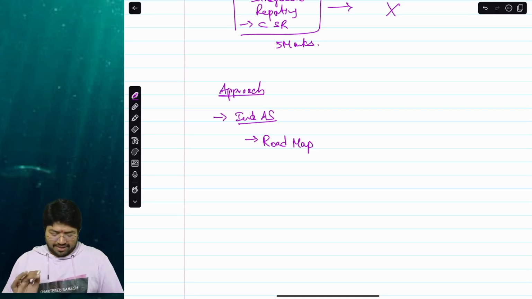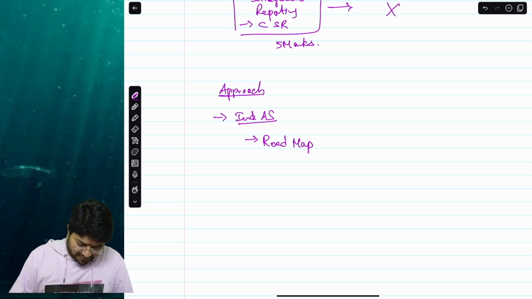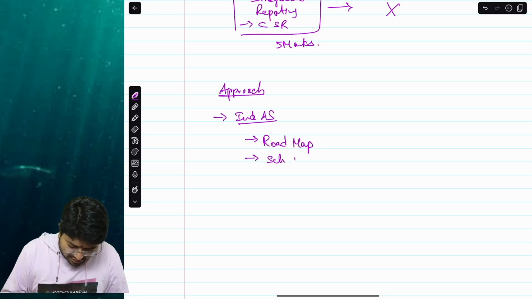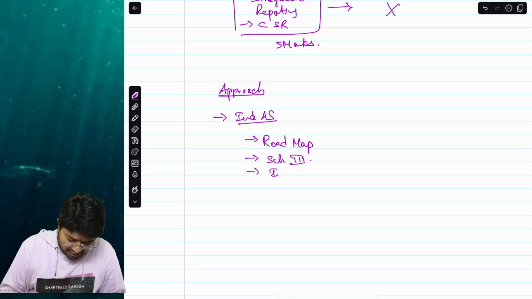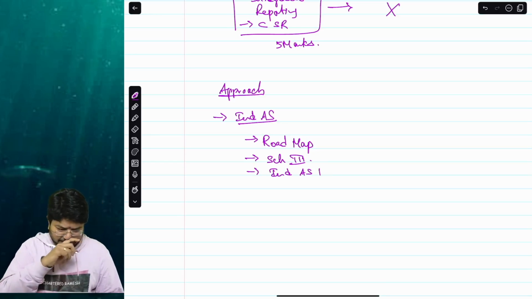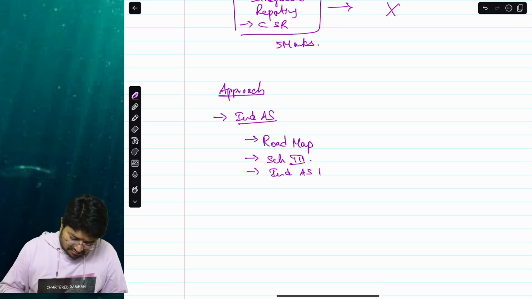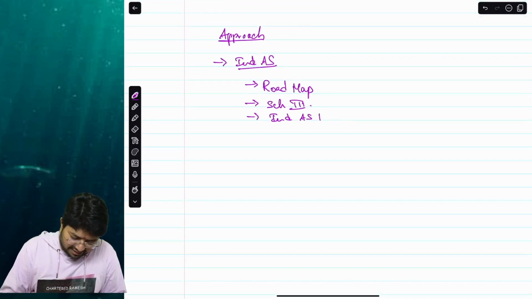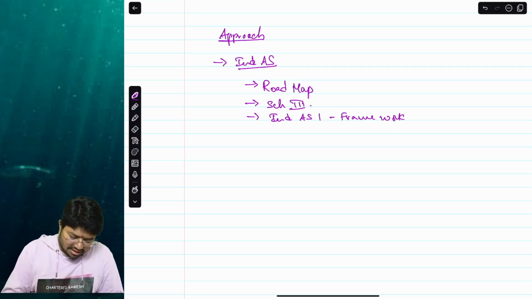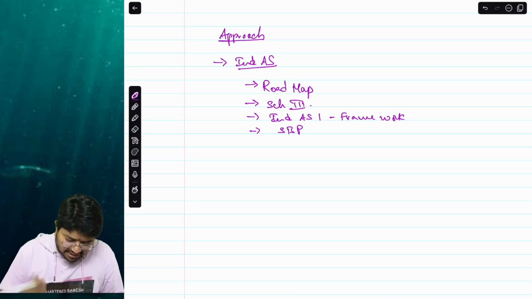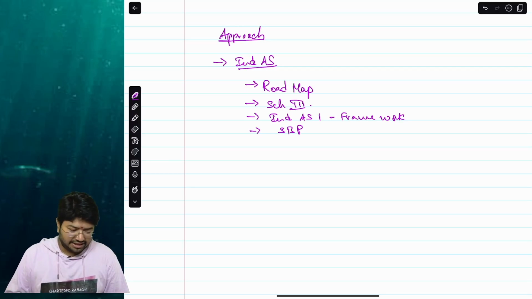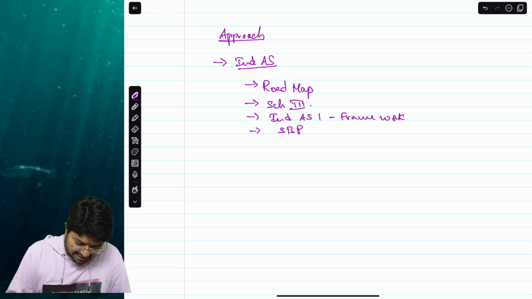The roadmap as to how Ind AS came in India, and then there is Schedule 3, and then you will have to know about Ind AS 1. And then we will go through the framework, that is, in Ind AS 1 you have something called the framework. After that we will move to share-based payments, which is the next important standard.